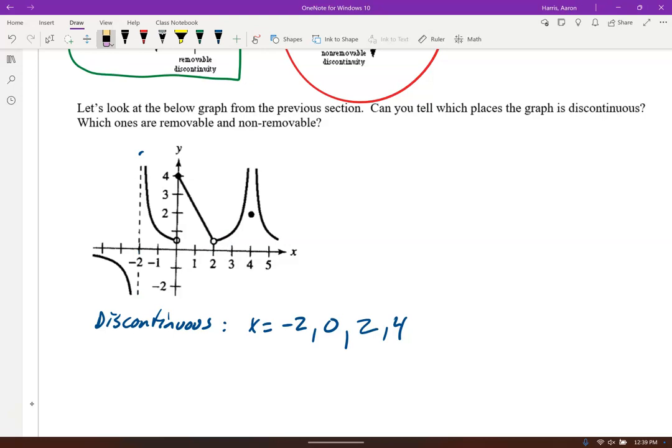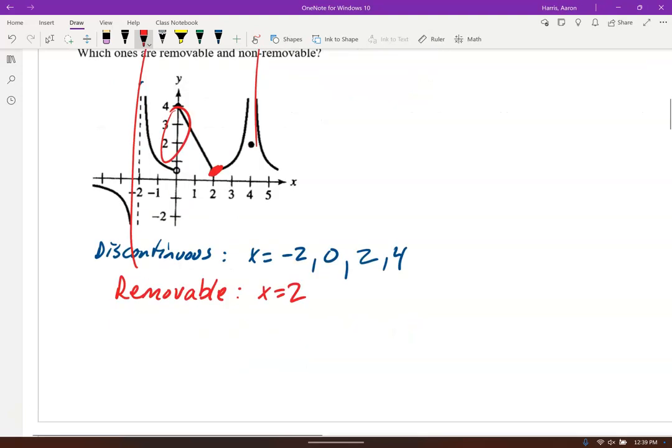Now, which of these are removable? In other words, you can replace it if you will. Good, 2. So that's the removable discontinuity. All the other ones are non-removable. There's nothing you could do with the asymptote. There's nothing you could do with the gap. You've got a problem there with another asymptote there. So nothing you can do.